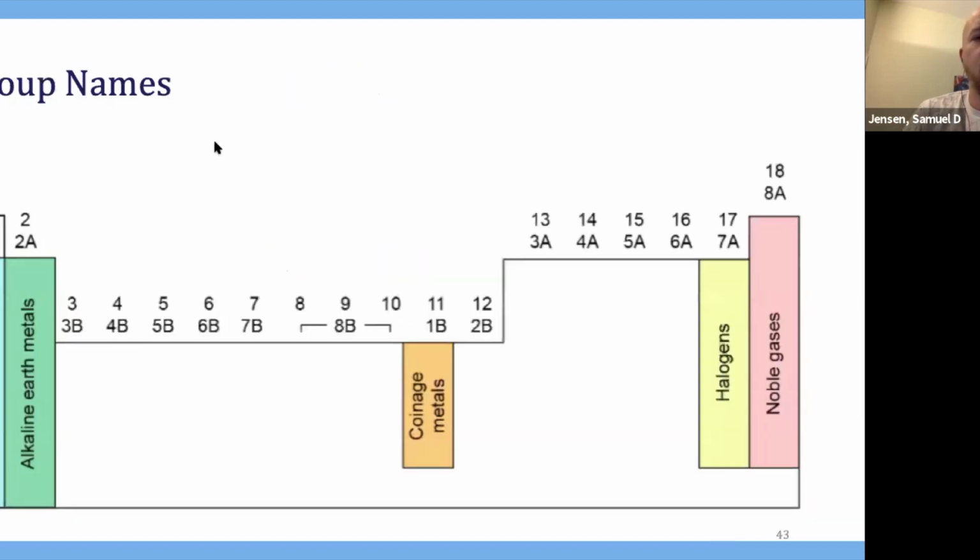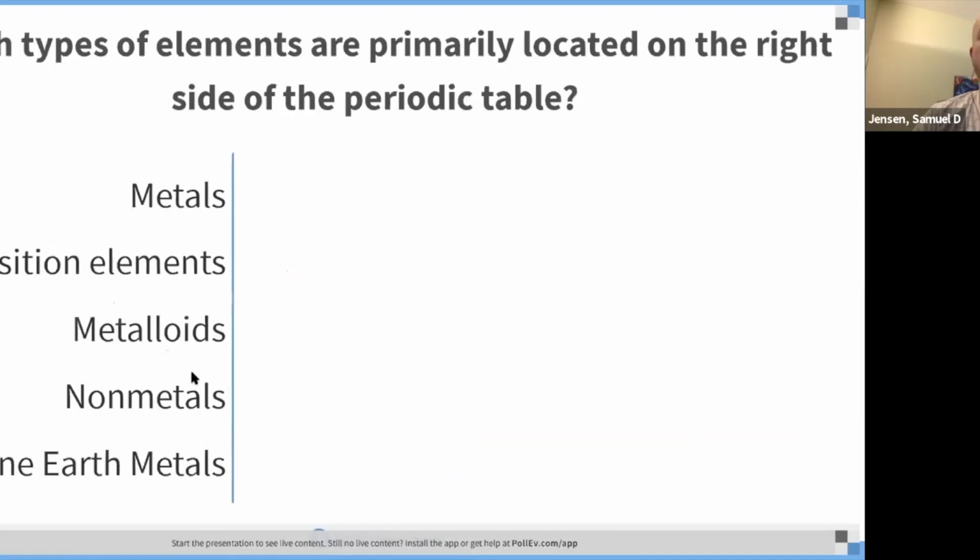Okay. So specifically, we're going to look at a couple of families here, the alkali metals and the alkaline earth metals. We have some coin metals in here in the middle. That's the copper, silver, gold. We have halogens and noble gases. Okay, so these are some families that we're going to spend a little bit of time talking about.